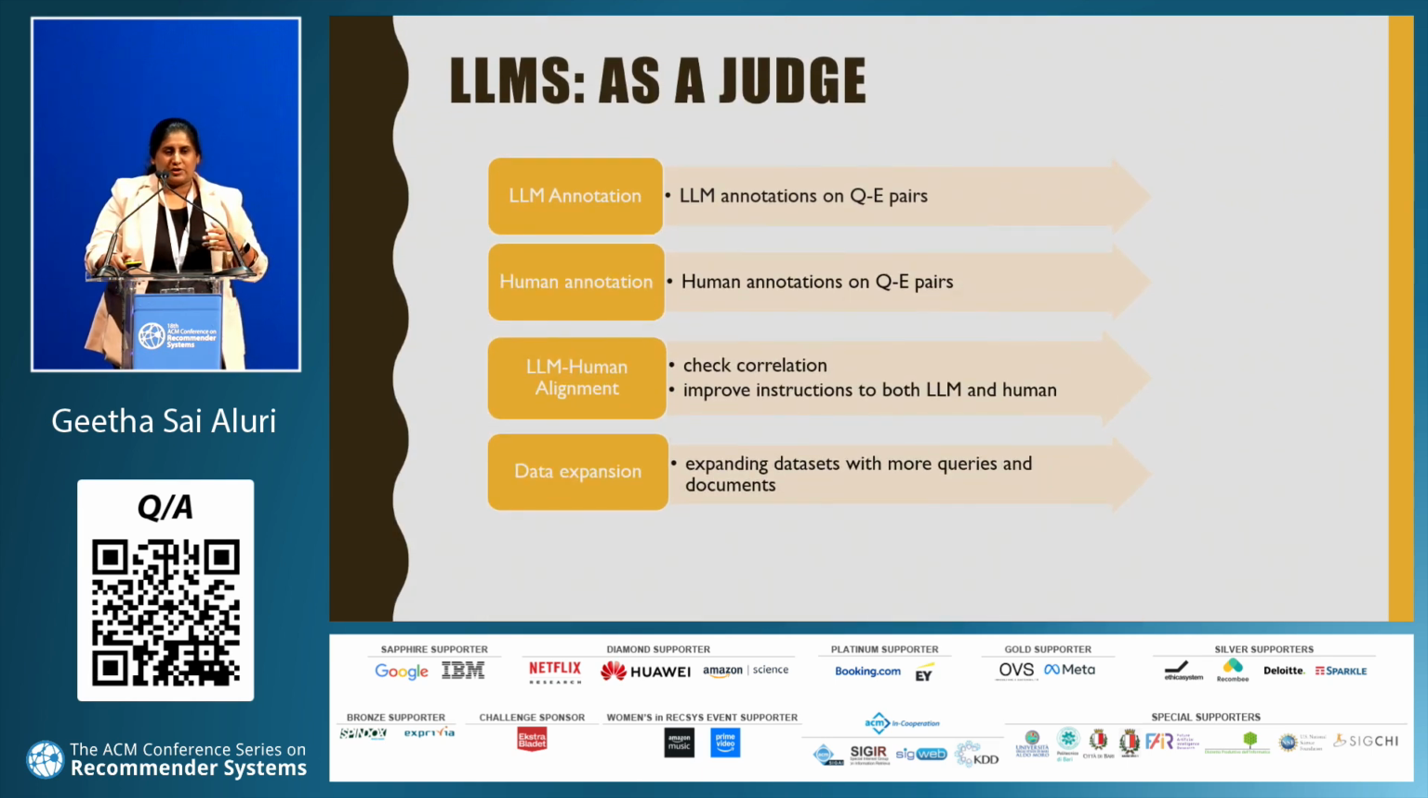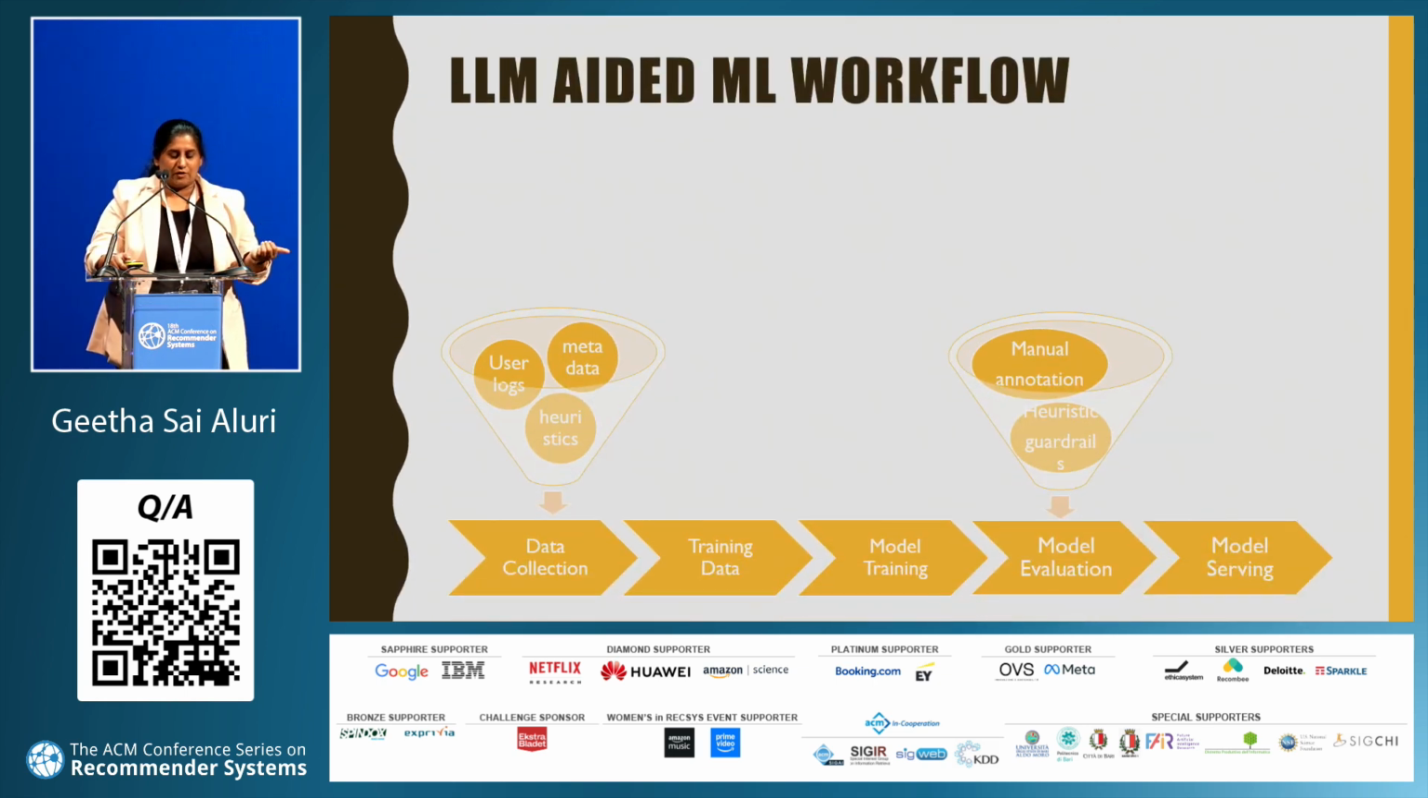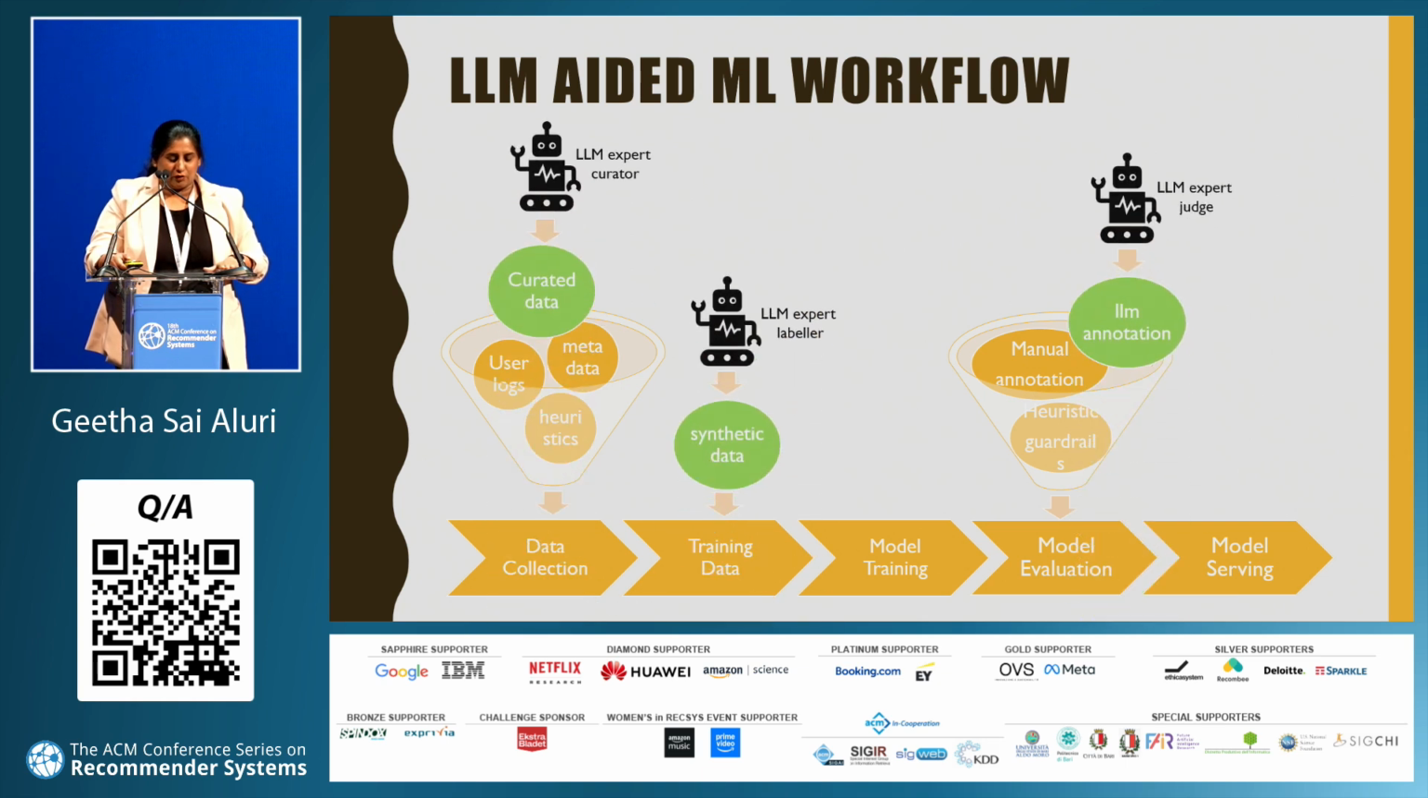So for this work, we've tried to use human alignment so that the LLM is grounded to an extent. We give the same set of instructions to an LLM and a human, and we ask them to annotate the same set of QE pairs. We check for correlation between the both. As soon as they get to have a good correlation, in this case about 70%, we then decide the instructions are ready to be used to prompt the LLM, and then we expand the data sets. So this is our LLM-aided ML workflow, where we have LLM expert curators curating the description, LLM helping us create synthetic data, LLM being used for annotation.